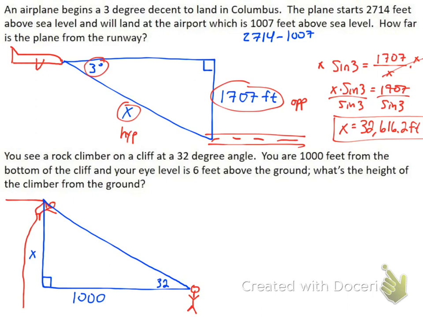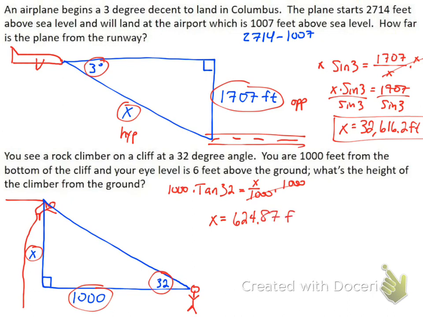And so, again, two things I know, one thing I don't know. X is opposite, 1,000 is adjacent, so I'm going to do tangent of 32 is equal to x over 1,000. Multiply both sides by 1,000 and get that x is equal to 624.87 feet.